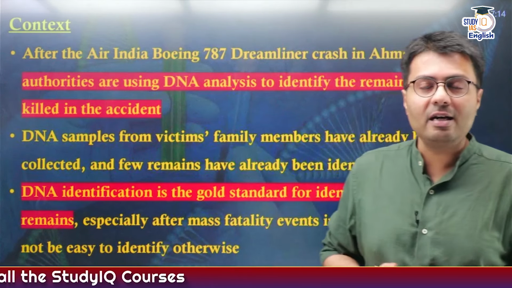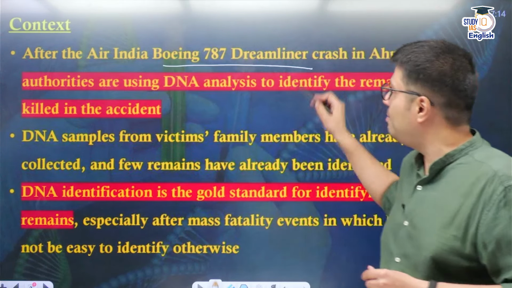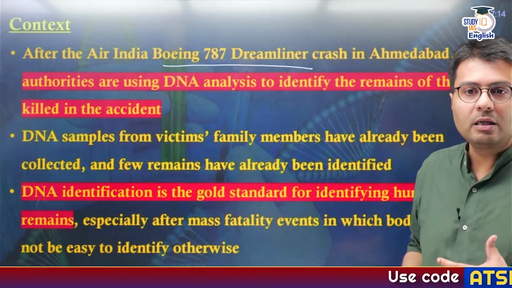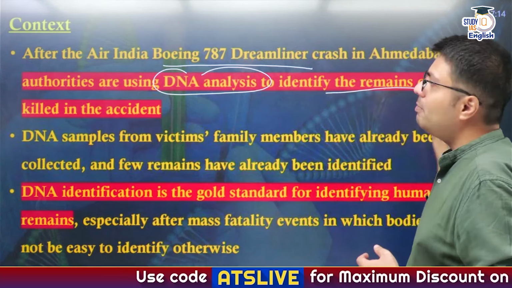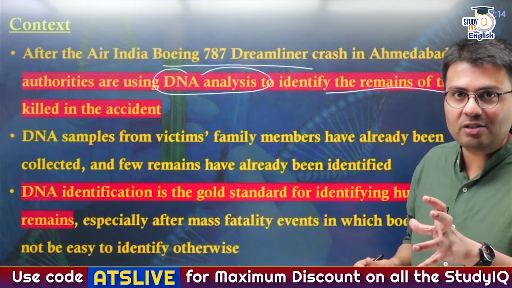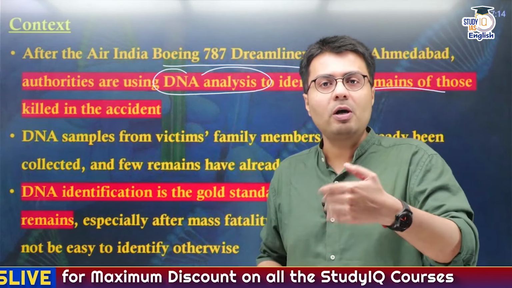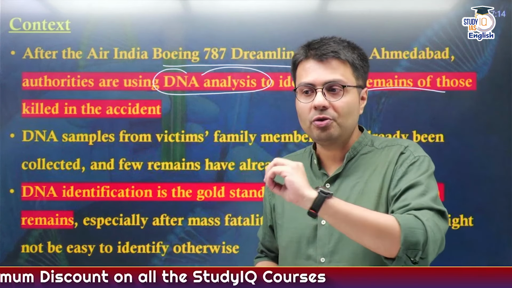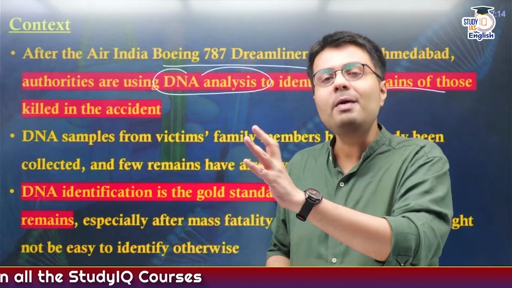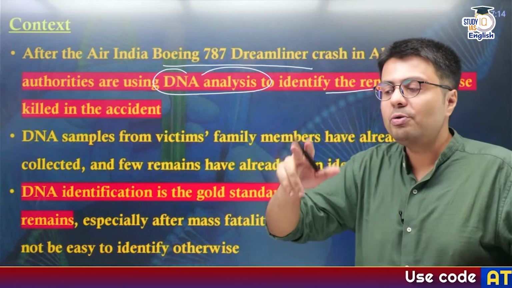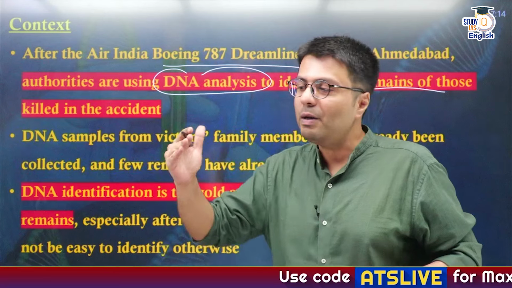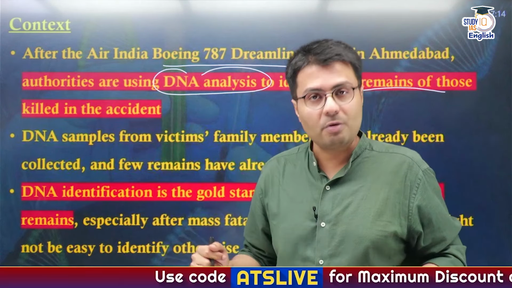Now, after the Air India plane, which was a Boeing 787 Dreamliner, crashed in Ahmedabad, the authorities are now using DNA analysis to identify the remains of those who have been killed in the accident. Because you understand, those bodies have been burnt beyond recognition, so you can't identify them solely by looking at them. So what you need to do is conduct DNA analysis so as to identify which body belongs to which person and ultimately hand them over to their relatives.